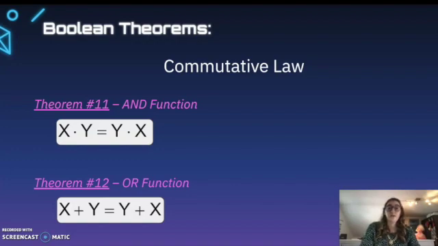So looking at Boolean theorems in terms of commutative law, we have Theorem 11, which is an AND function, and Theorem 12, which is an OR function. So this is X and Y equals Y and X, and Theorem 12 states that X or Y equals Y or X. So basically we're just saying that even if we flip those back and forth, so Y is first instead of X first, they are equivalent to each other.